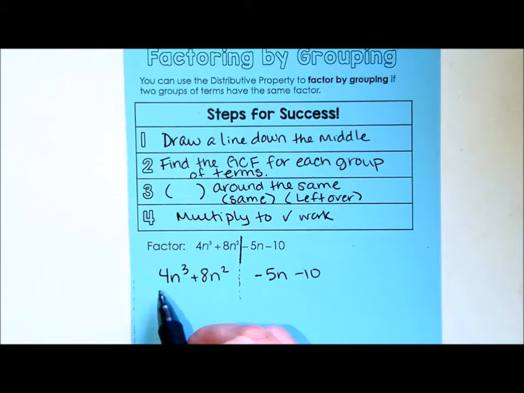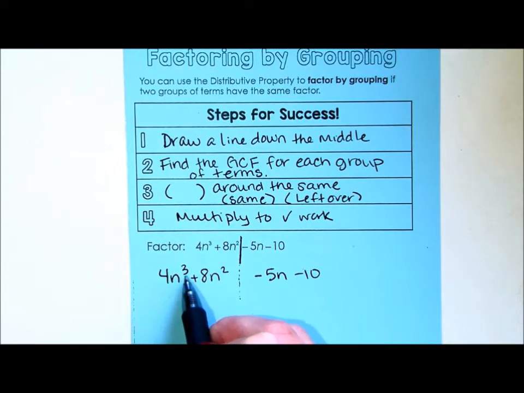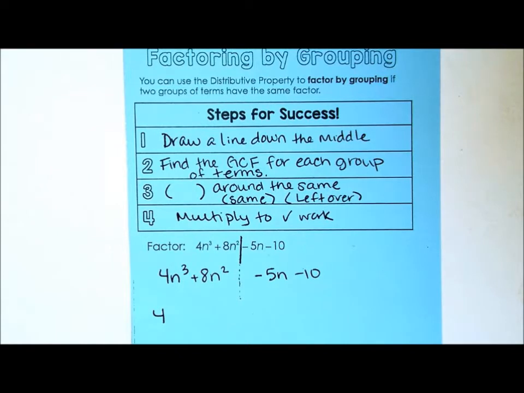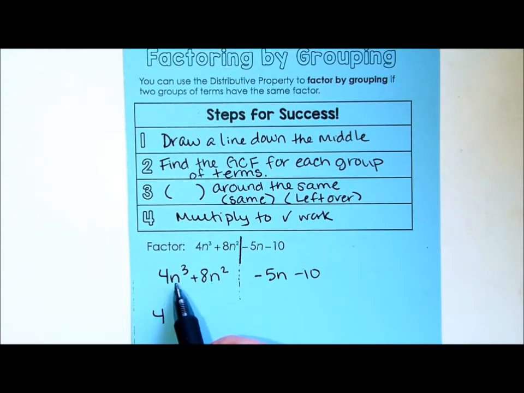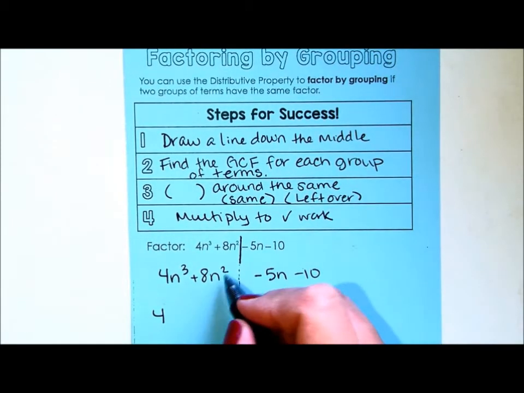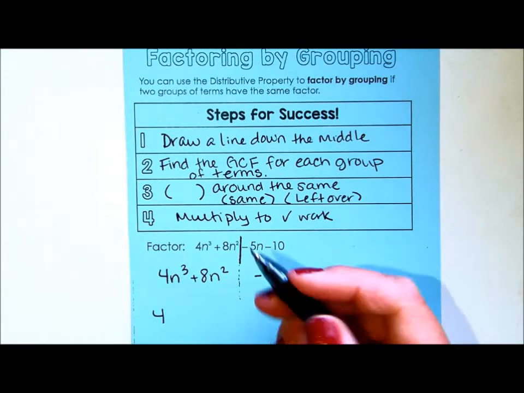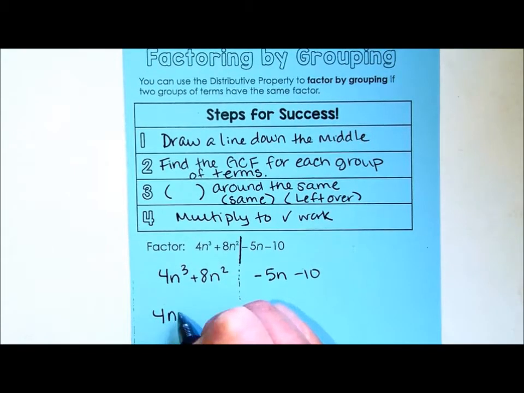Now, when I look at my first grouping of terms, 4n to the third plus 8n squared, the largest factor that they both have as a number is the number 4. So I'm going to take a 4 out of each. Now, they also happen to have n squared in common. Because they each have a set of n's, if I take away 2 n's from my 8n squared, my n's would disappear. And I can take away 2 n's from my n to the third, leaving me with just 1 n. So my common factor for my first grouping is 4n squared.